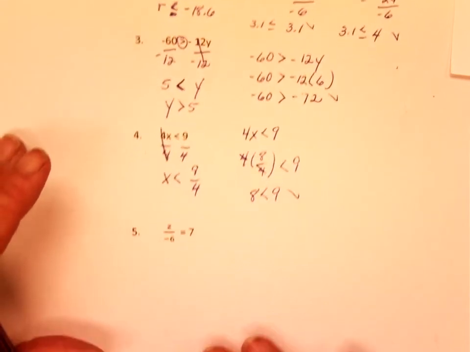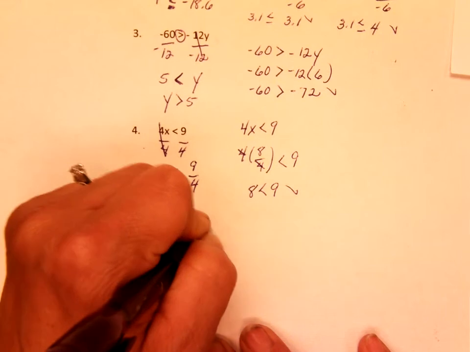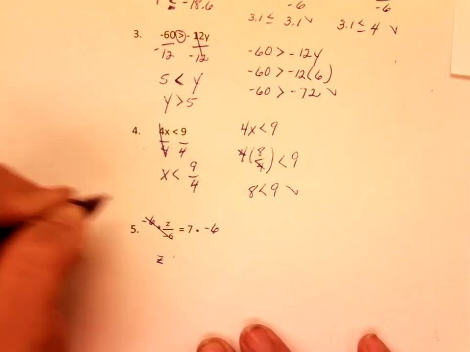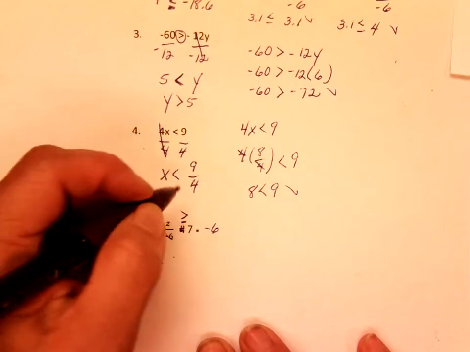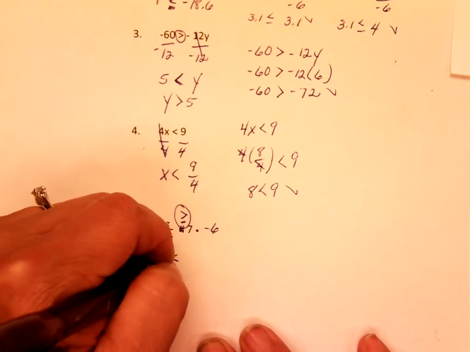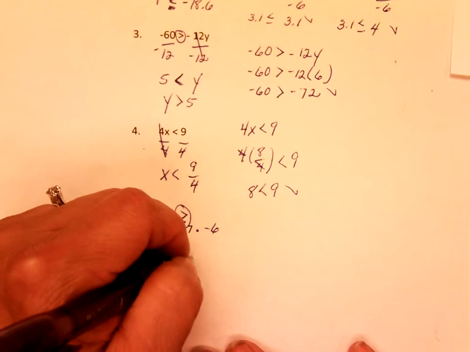Okay, number 5, you're multiplying by negative 6 on both sides. And you have z, the sign should be greater than or equal to. Because you're multiplying by negative numbers, you're going to have to switch, so this would be less than or equal to negative 42.